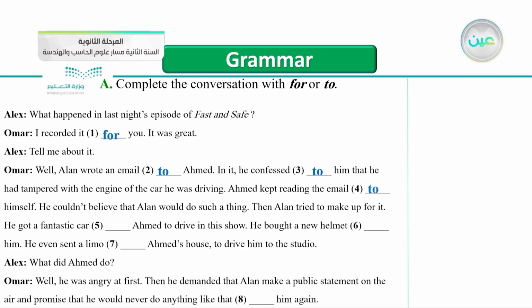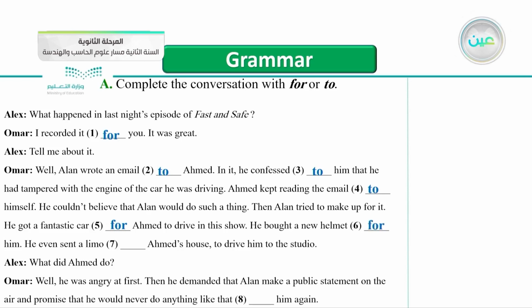Yes, to himself. So you could be the recipient of the verb. It's okay. He couldn't believe that Alan would do such a thing. Then Alan tried to make up for it. He got a fantastic car. Yes, for Ahmed as a help again to drive in this show. He bought a new helmet. Yes, for him.